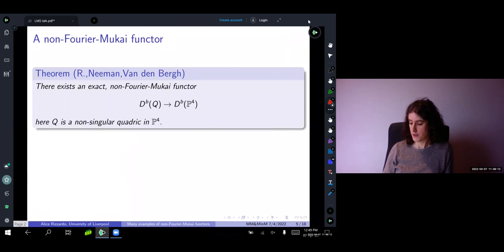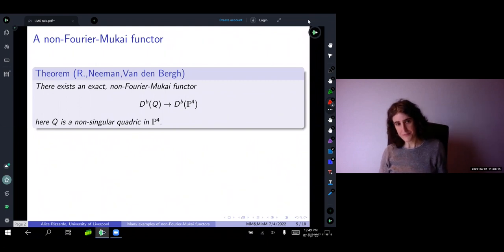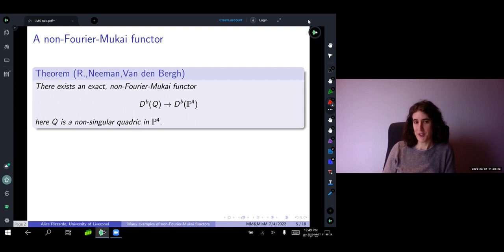So this is a result from a few years ago, which is that there exists at least one non-Fourier-Mukai functor. This is a functor between the derived categories of two of the nicest possible smooth projective varieties, a non-singular quadric and P4. It's an exact functor, but it's not of Fourier-Mukai type. So you can't write it in the way that we wrote functors before as pull back, tensor, push forward.